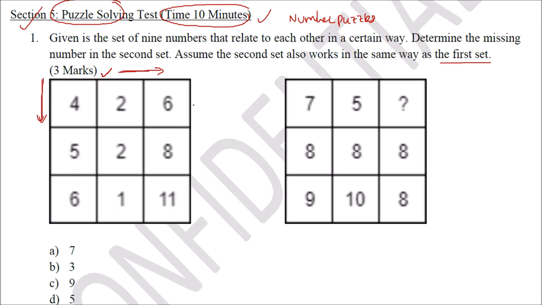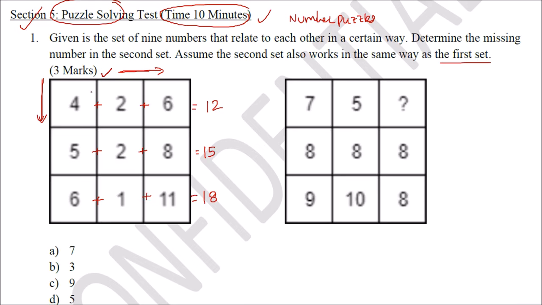Now what I'm going to do is add all 3. So 4 plus 2 is 6, and 6 plus 6 is 12. Then again from left to right, 5 plus 2 is 7, 7 plus 8 is 15. Then again from left to right, 6 plus 1 is 7, and 7 plus 11 will be 18. So friends, the logic might be from top to bottom, from left to right.